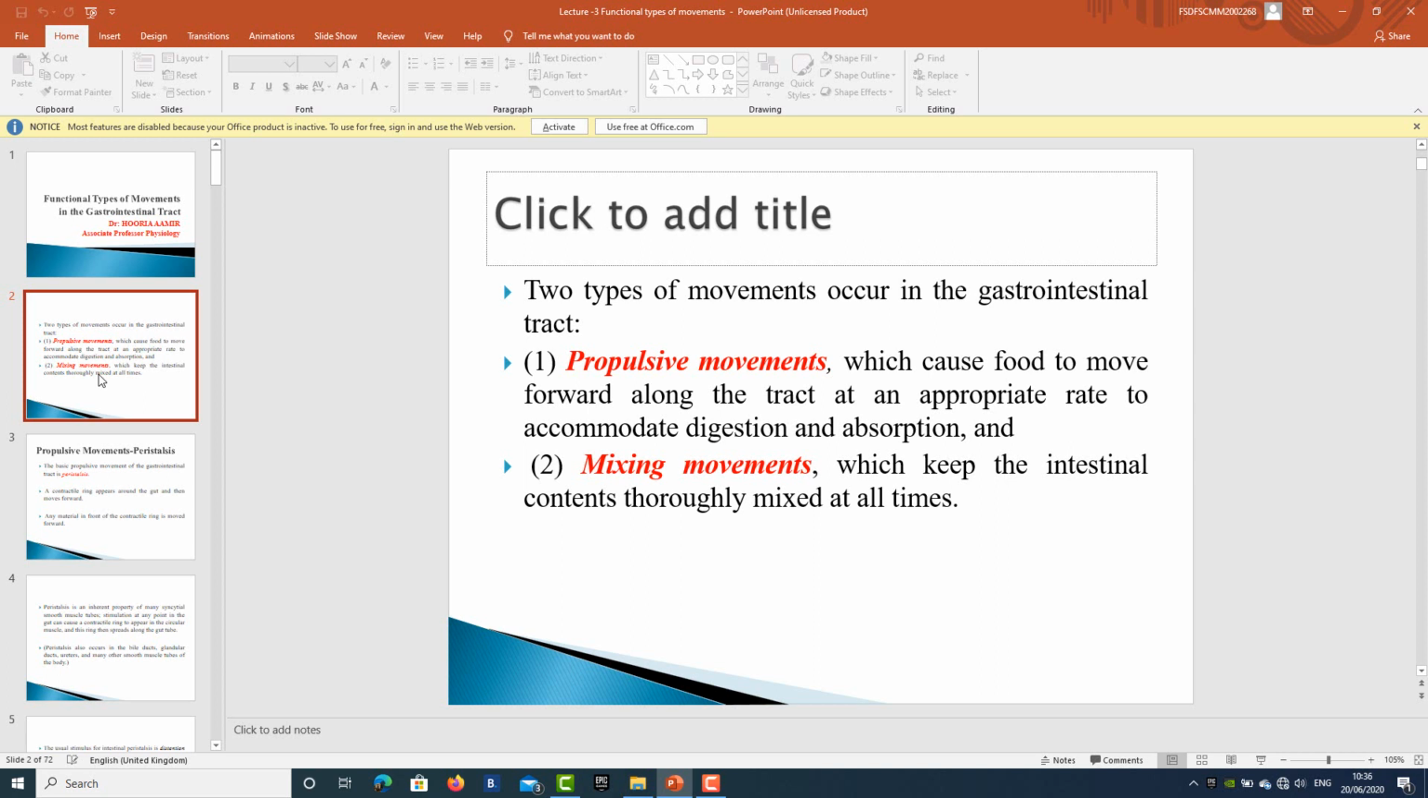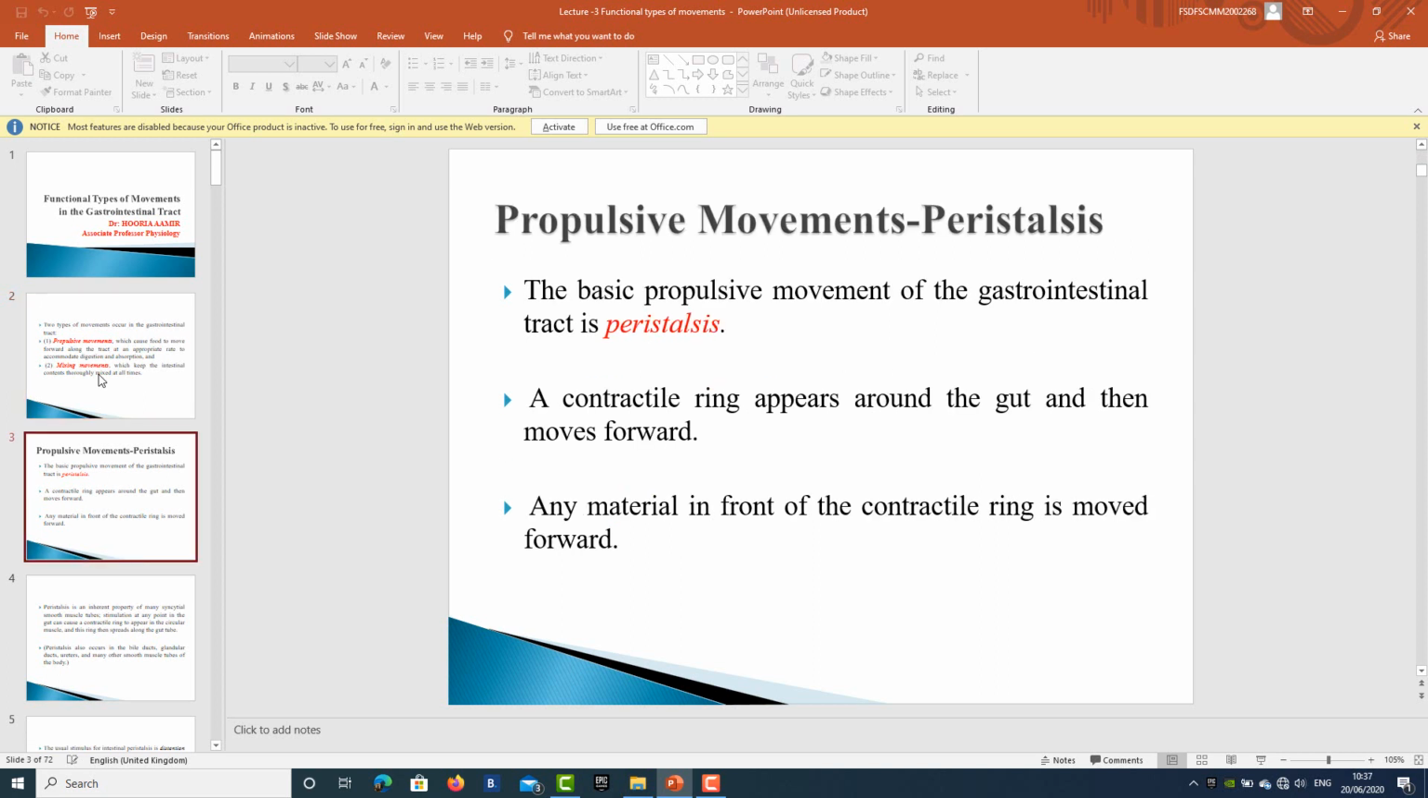And the second type is the mixing movements. These movements keep the intestinal contents thoroughly mixed at all times. So we should know that there are two different types of movements. The function of the propulsive movements is to move the food ahead down the tract, whereas the function of the mixing movements is to keep all the intestinal juices thoroughly mixed with the food all the time. Now let's talk about them in detail.